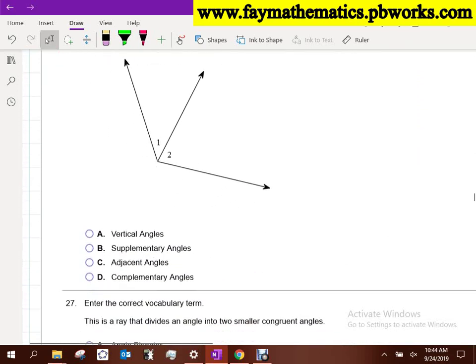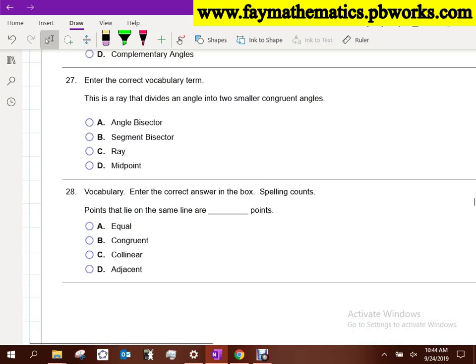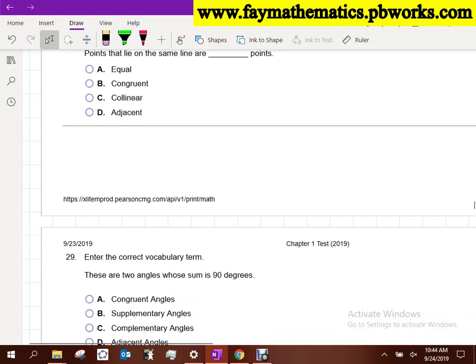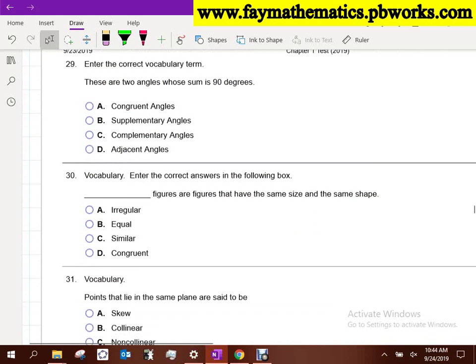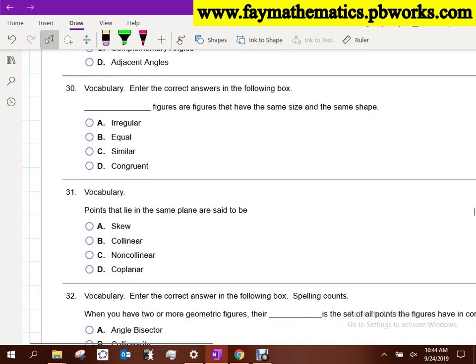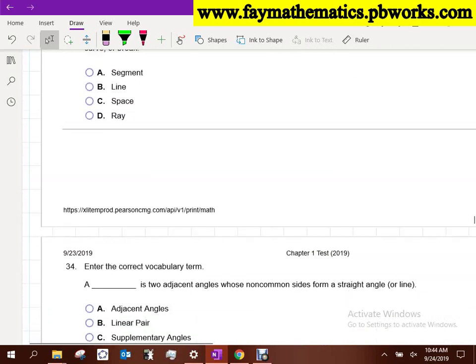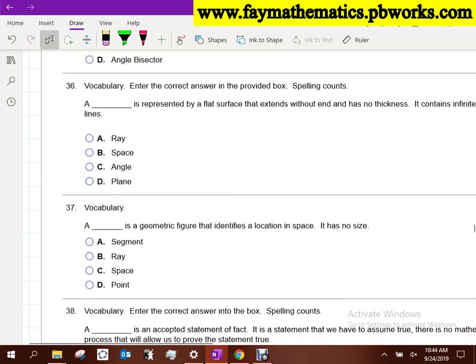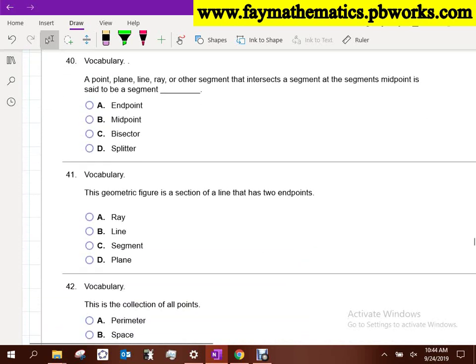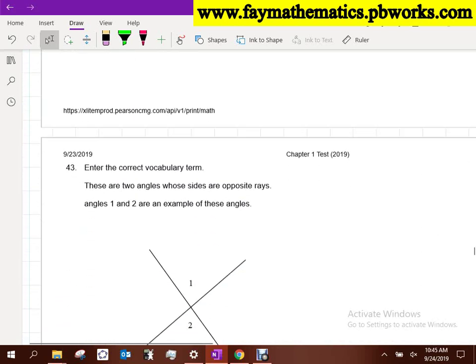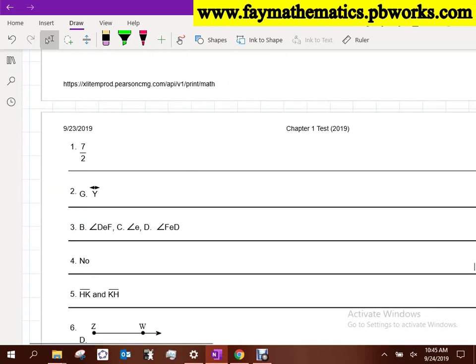This is vocabulary, so I'll let you do that on your own. It looks like the rest should all be vocabulary. I don't think there are any more postulates. Nope. So I'll let you do the vocabulary on your own.